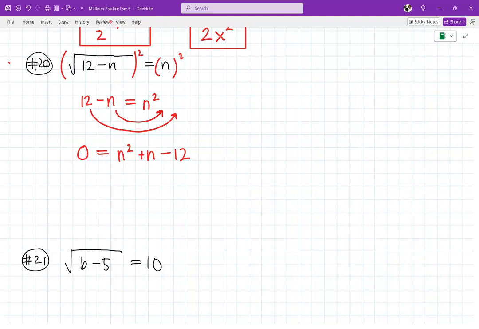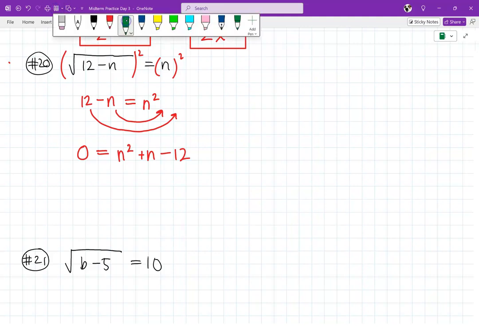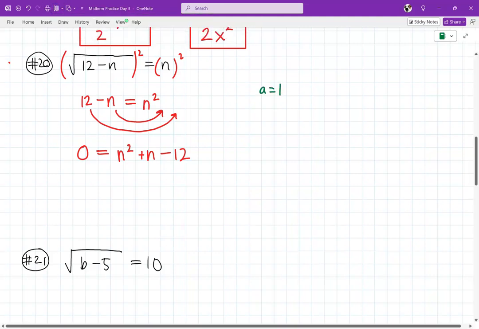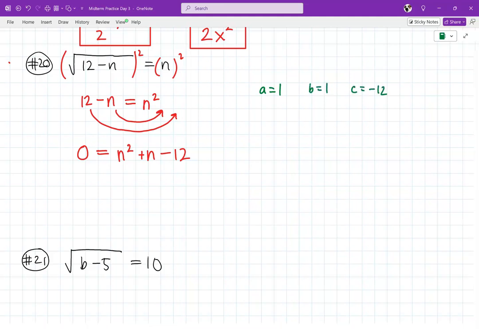Now it's my job to figure out how to factor this. Okay, so let me go ahead and do that. A is 1, B is 1, C is negative 12. So my X method is negative 12 on top, 1 on the bottom. And I'm going to multiply what times what to get a negative 12 and a positive 1? 4 and a 3. Which one is positive? 4.